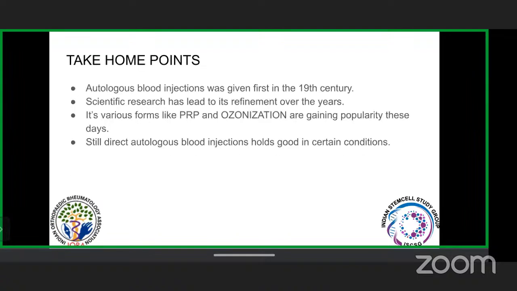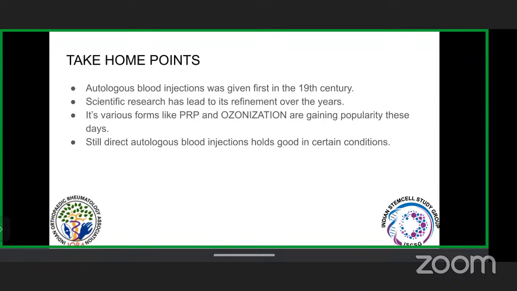But coming to our study and our topic of discussion regarding bone defects, autologous blood injections as a crude way have not been proven to be very successful. It is the newer research we are doing, along with the Indian Stem Cell Study Group, the various derivatives, that proves to be more effective than just plain autologous blood injections. That I would like to highlight.